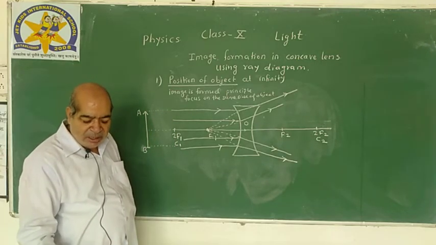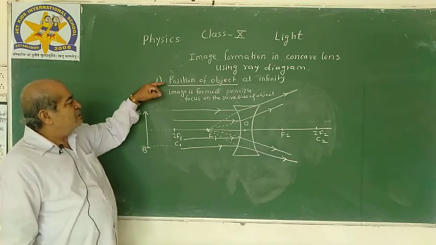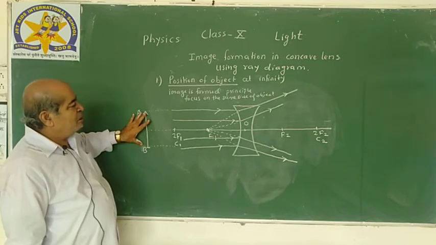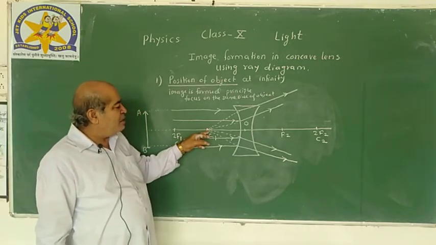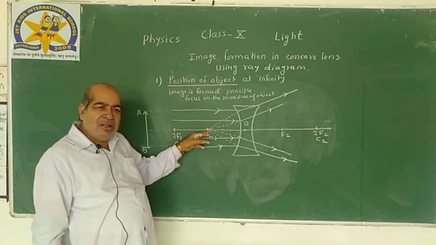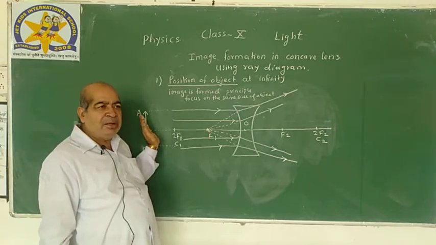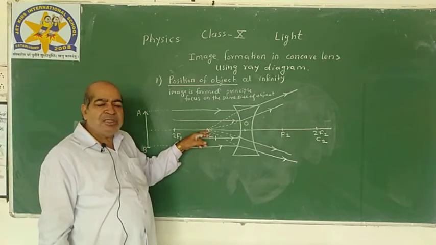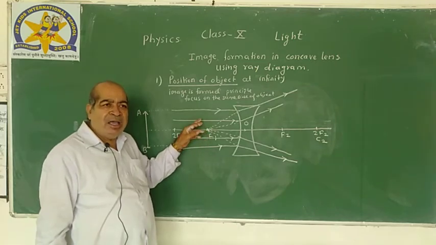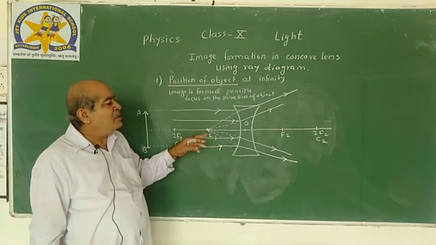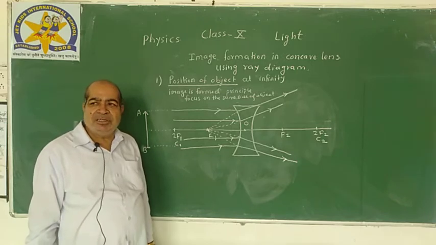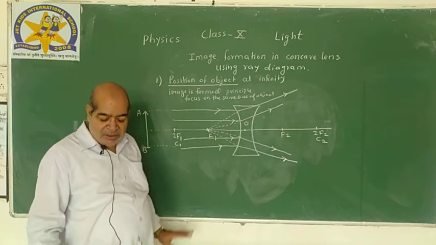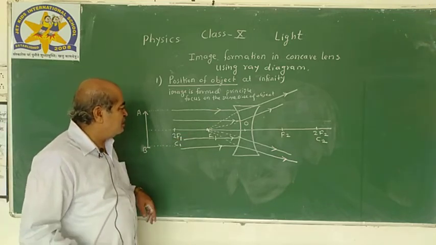So do you understand the first case? When the object is at infinity, the image is at the principal focus on the same side of the object, the image is point sized and highly diminished, and a virtual and erect image is formed. So this is the first case.